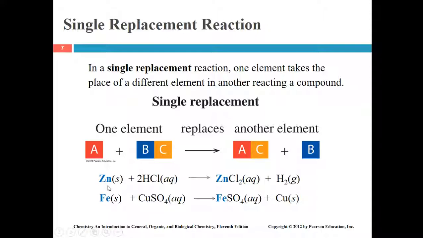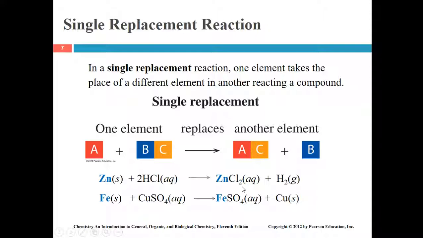So we are going to have our zinc plus HCl. You will notice that the zinc goes in and kicks out the first element of this compound, which is the hydrogen, and zinc hooks up with our chlorine, our chloride ion, and out pops hydrogen. You'll notice, first of all, that the numbers are different here.